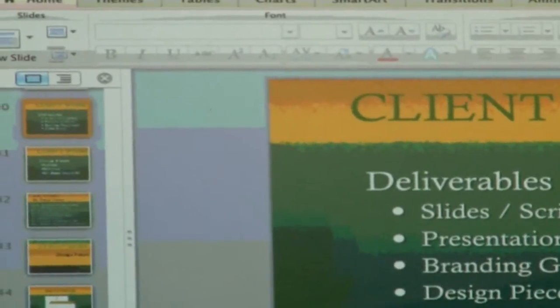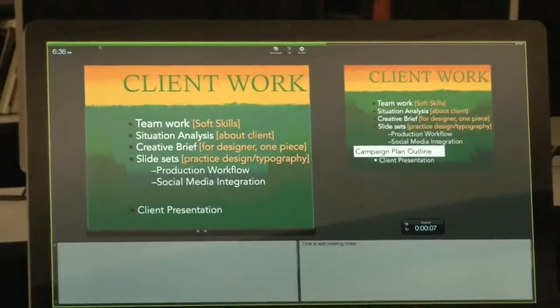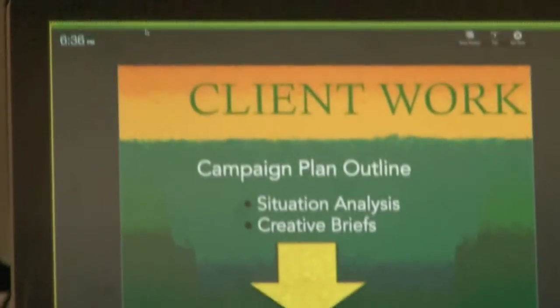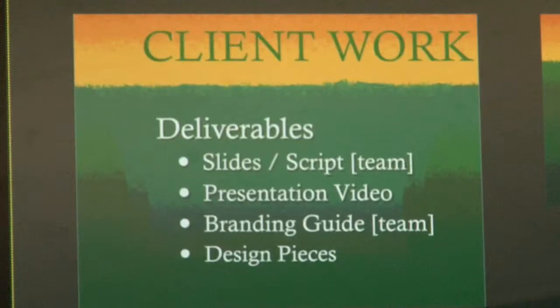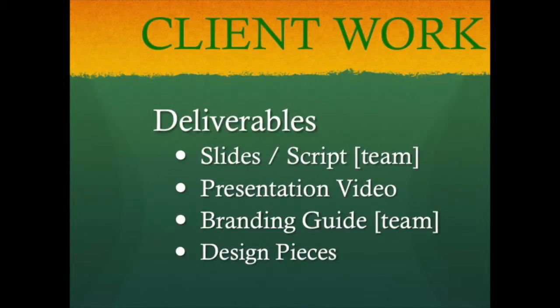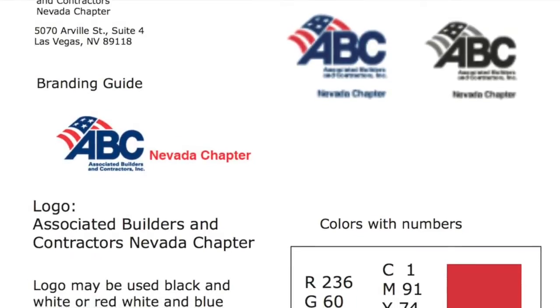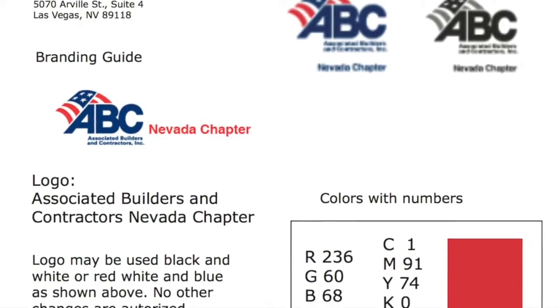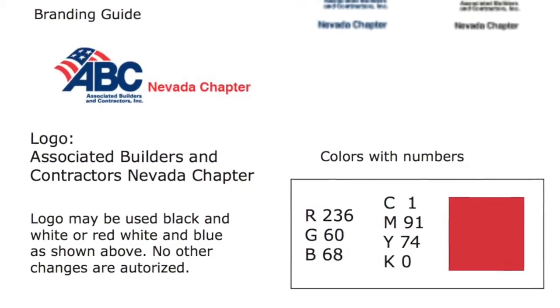Okay, so let me get back here to client work. We talked about this campaign plan and how you bring all these elements together. This branding guide is what your team is going to be producing. I went through what branding was and all these elements. They should be put on a single sheet, maybe 2-3 sheets of paper, describing what colors should be consistently used as part of the identity and branding.